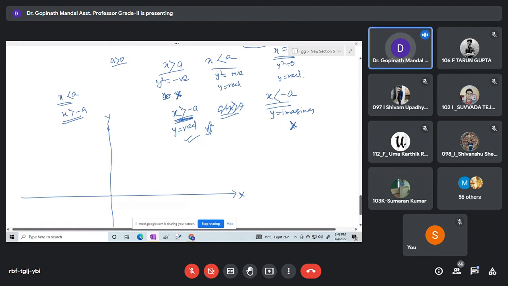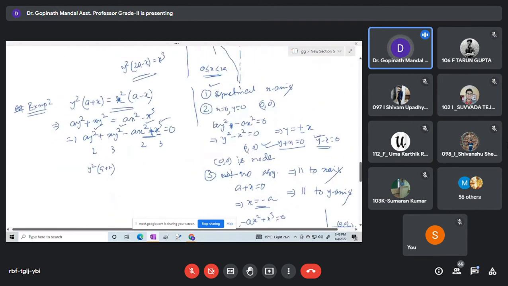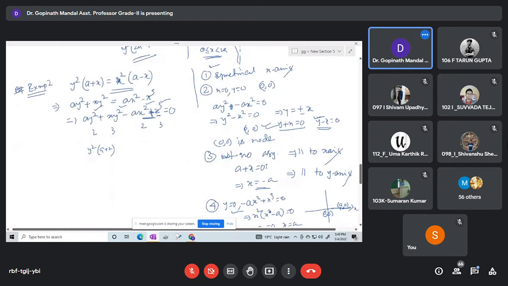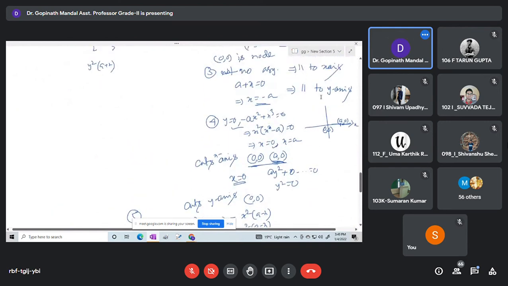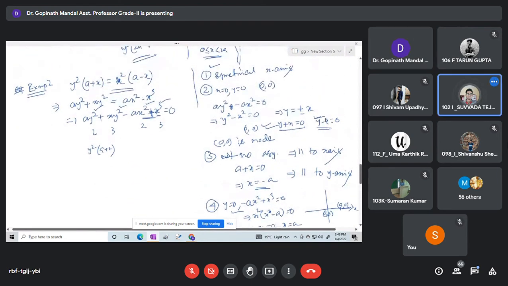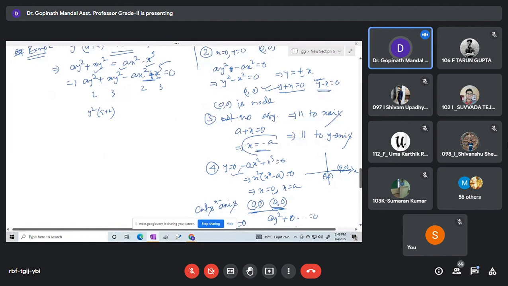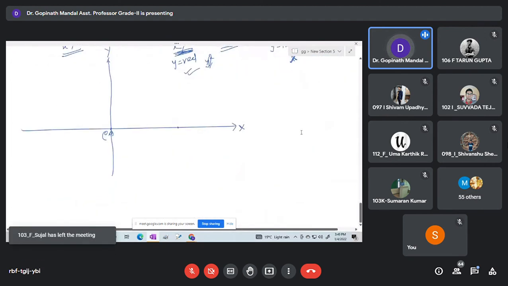So 0 comma 0 is a node. And what is the asymptote? The asymptote is x equals minus a. So first draw the asymptote x equals minus a here. This is a, so x equals minus a is the asymptote.